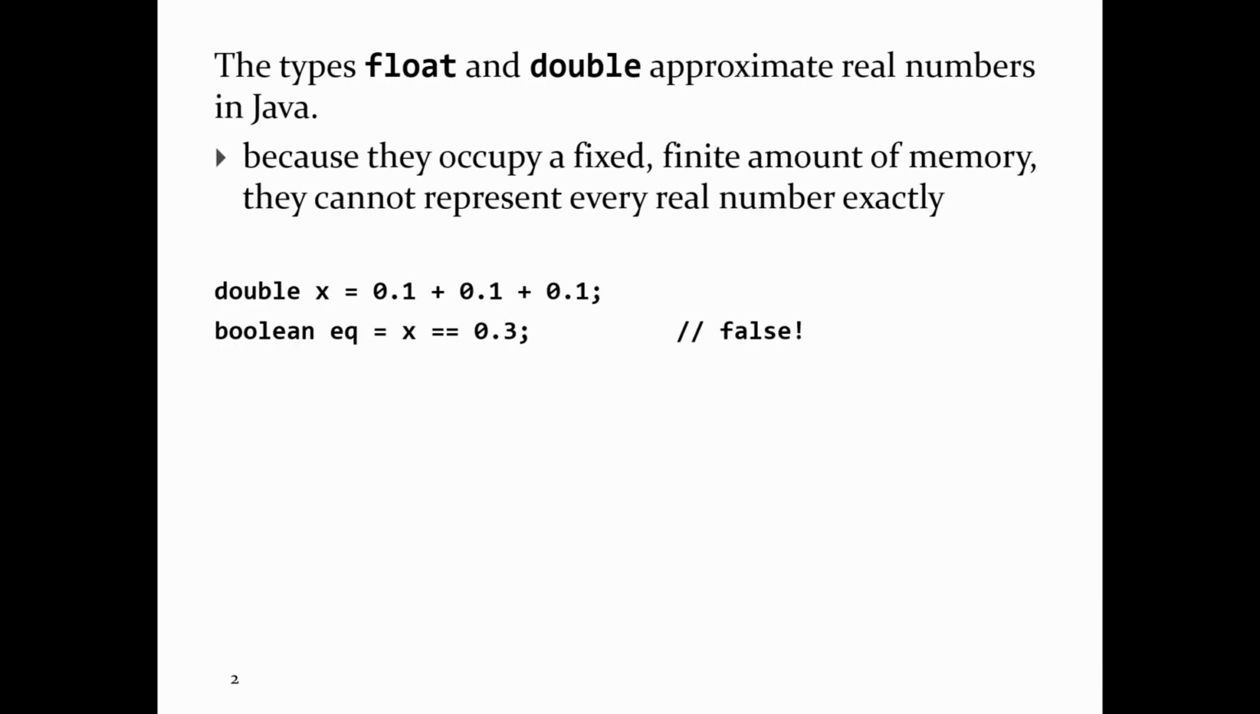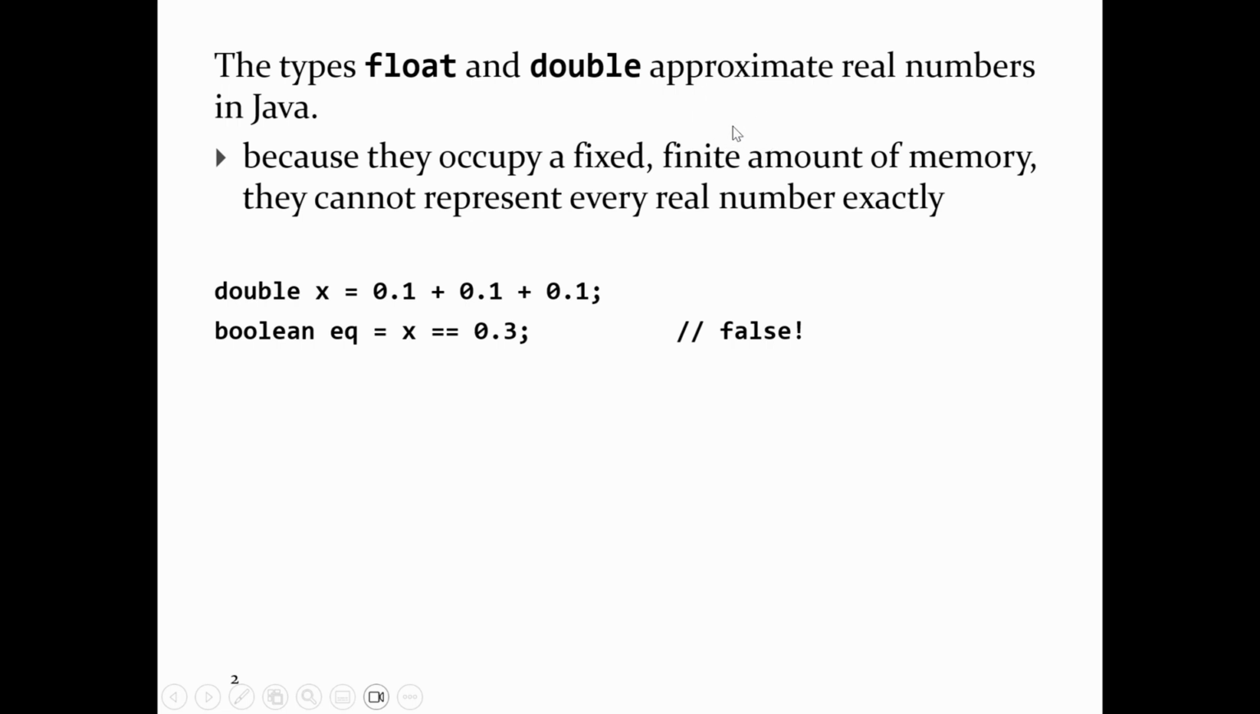So floating point numbers are just real number approximations in a programming language. Python has the float type. Java has float and double. So I told you briefly about these. One of the confusing things that you have to remember if you're a Python programmer is that double is the type in Java that corresponds to Python's float.